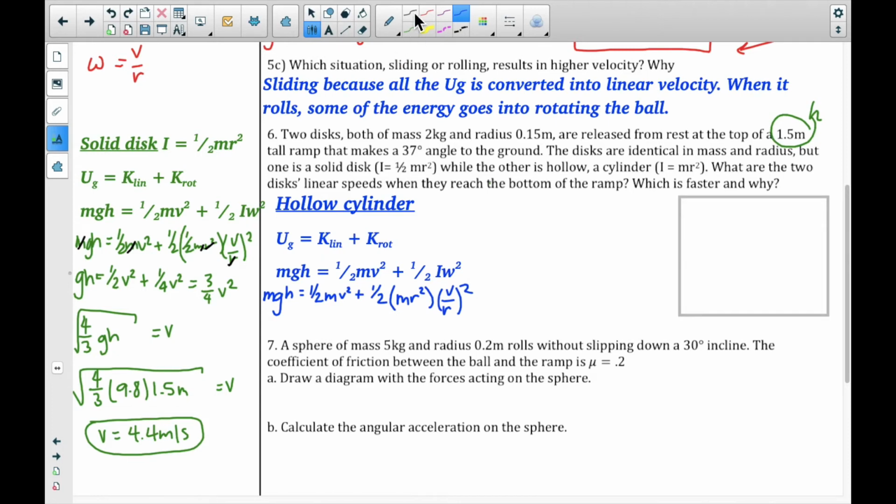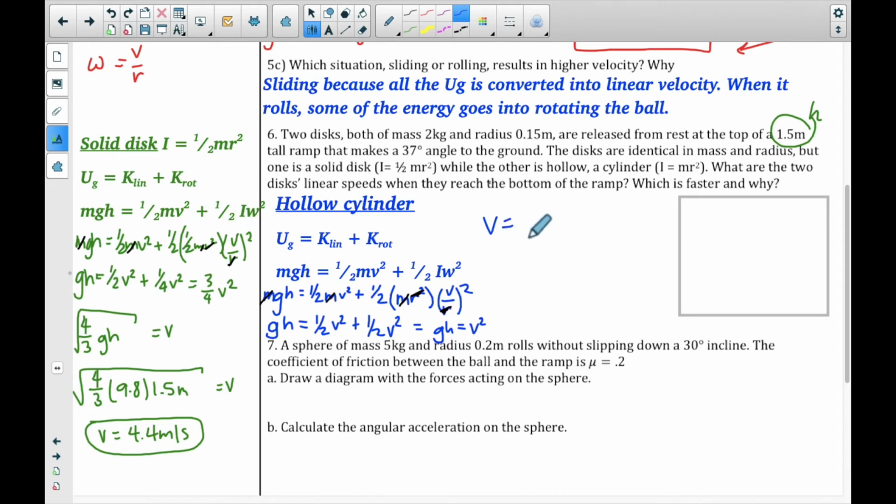So now I'm going to look for what cancels. Everything has an m, so I'm going to cancel that. This r squared cancels with this r squared. And so again, at the end of all of that canceling, I have gh is equal to 1/2 v squared plus, now this time I just have a 1/2. I don't have another fraction, so it's just 1/2, and I have another v squared. In other words, gh is equal to a half plus a half is a whole, v squared.